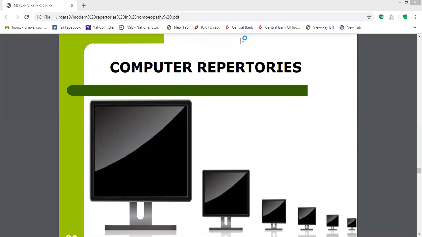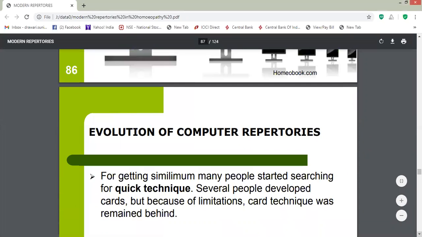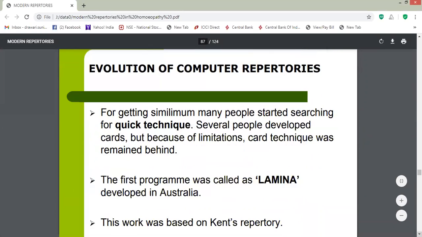In the computer, there are different steps, that is inputting, storing, processing, outputting and controlling. And we will discuss in detail the advantages of these computer repertories. So, the evolution of these computer repertories.